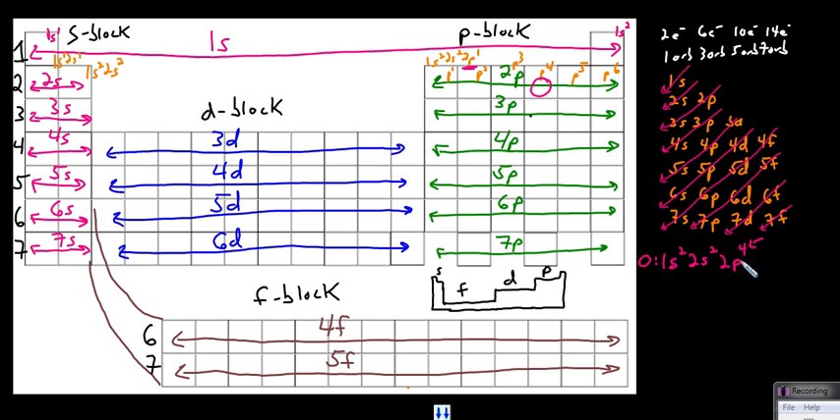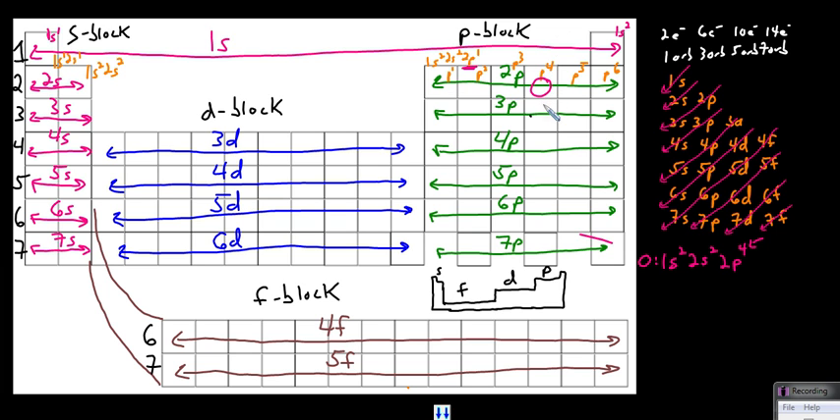We could have predicted that it was 2p4 just by its position right here, the 1, 2, 3, 4th column in the P block. So we could have just said the electron configuration of oxygen is 1s2, 2s2, 2p, 1, 2, 3, 4.